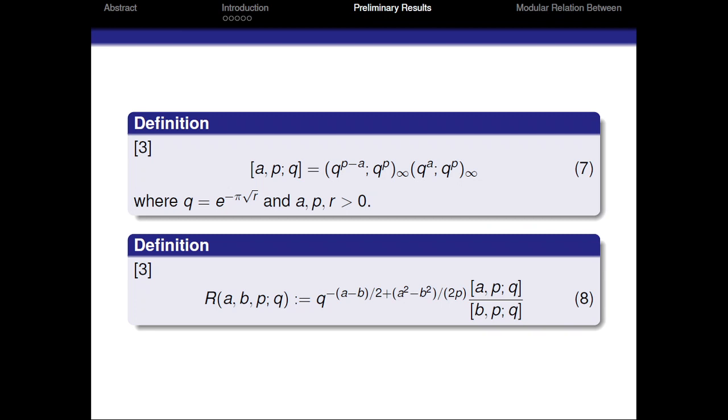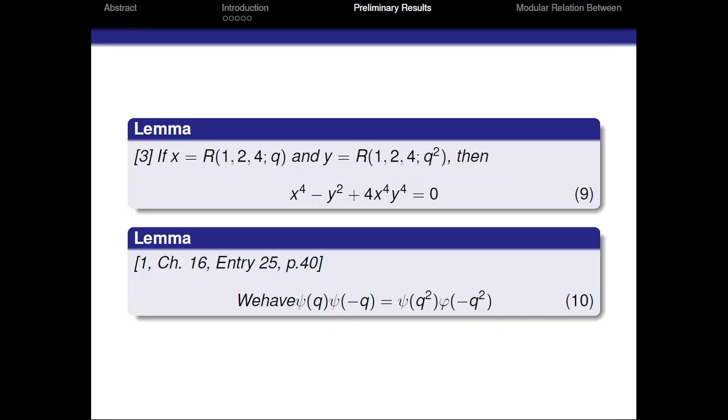In the definitions, [a,p;q] is equal to (q^(p-a);q^p) of infinity times (q^a;q^p) of infinity. Now, in equation 7, q is equal to e^(-pi root r), where a, p, r are greater than 0. One more definition: r(a,b;p,q) is equal to q^(-(a-b)/2 + (a^2-b^2)/(2p)) into [a,p;q] divided by [b,p;q], in equation 8.